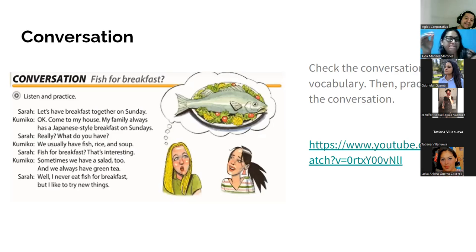Okay, very good. I never eat fish for breakfast, but I like to try new things. Perfect. Now, we can see here the vocabulary from the conversation. What is a Japanese style breakfast? Estilo japonés. Very good. Breakfast. And we can see there the adverbs of quantity, right?